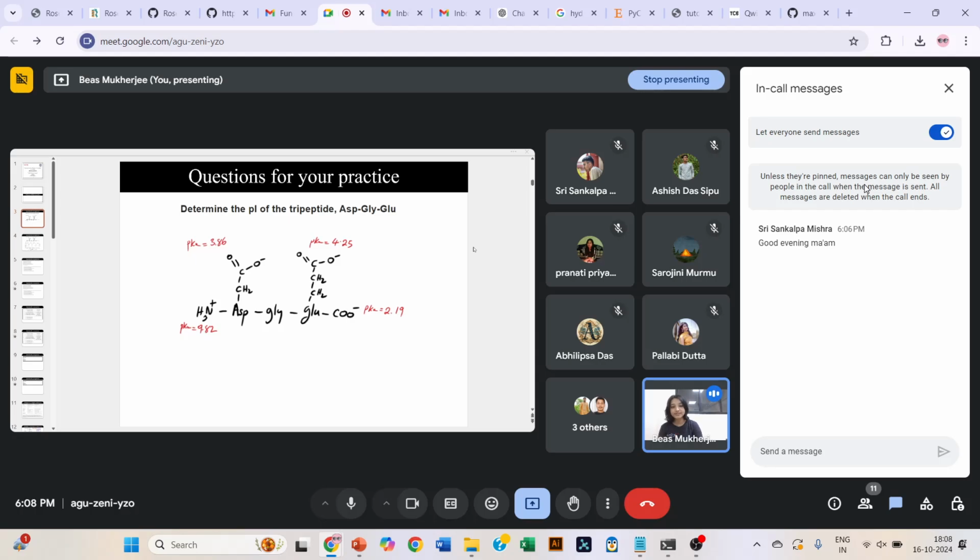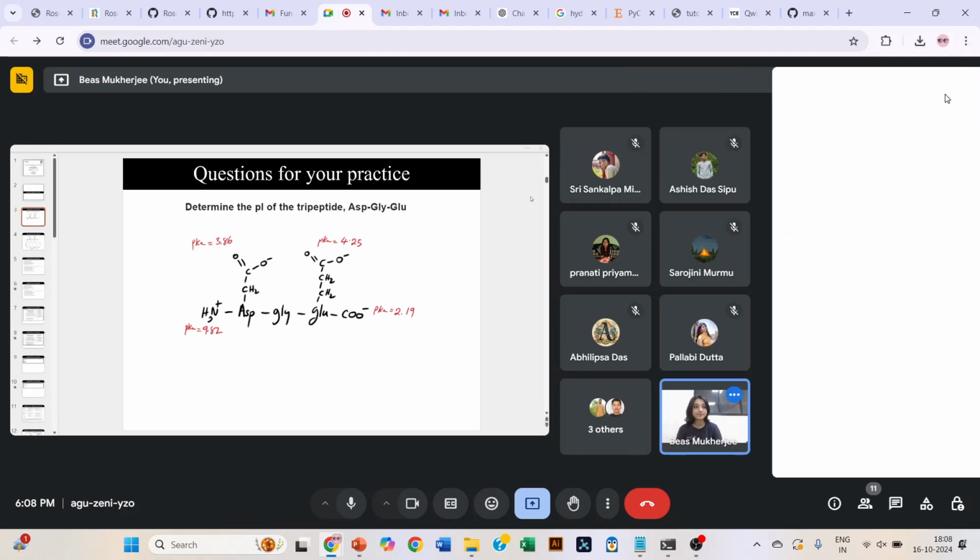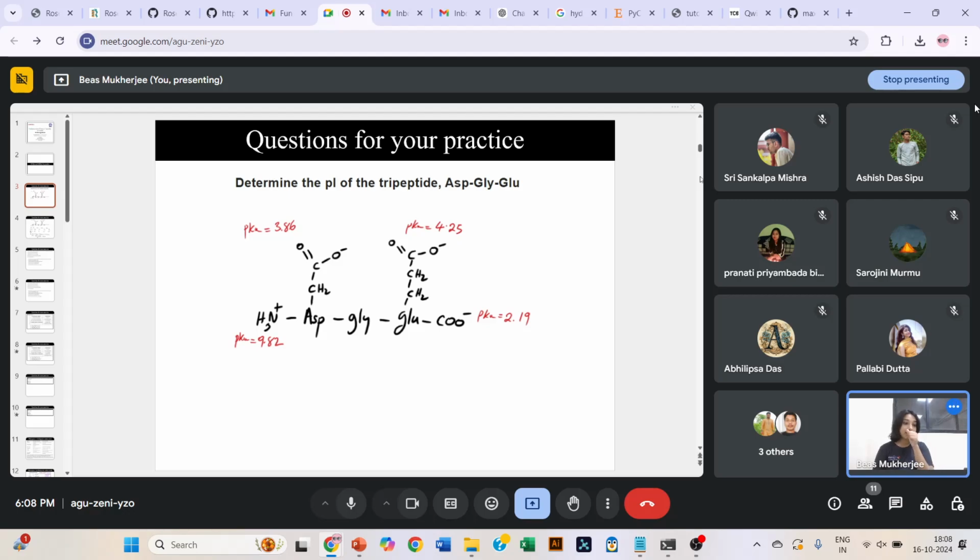It's a simple question. You should be able to solve this easily. So we know that for pI, the two pKa values that are closest to the pH at which the net charge is going to be 0, those two are taken into consideration and the average of those two is taken as pI. So you tell me from here which two pKa values are going to be most important in rendering 0 net charge to the tripeptide.